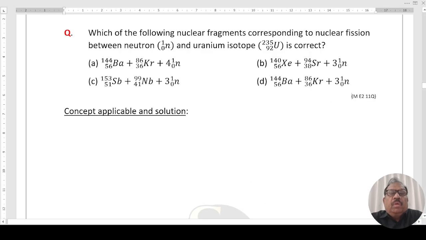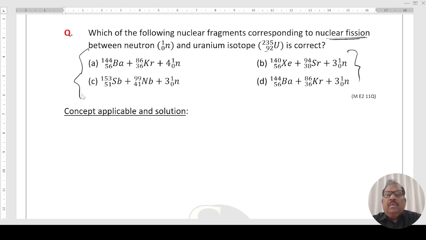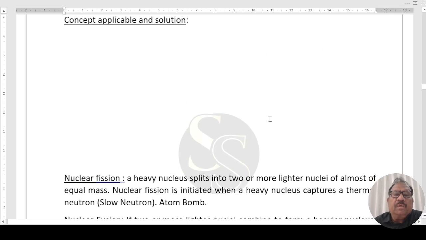Question is, which of the following nuclear fragments corresponds to nuclear fission between a neutron and a uranium isotope? 4 options are given, one of the options is correct. Its answer can also be given within 1 minute by balancing the atomic number and mass number.